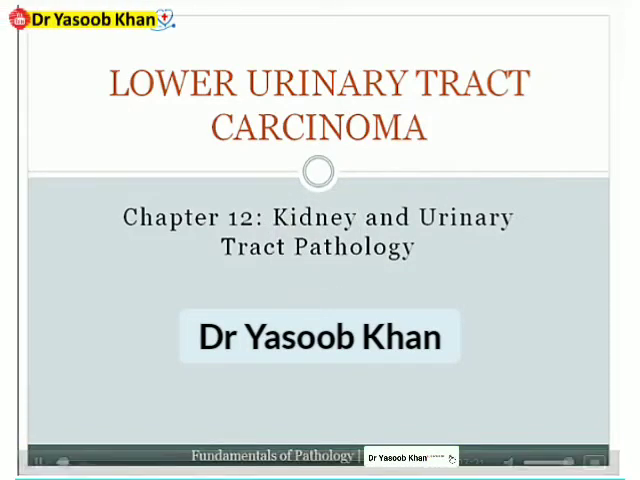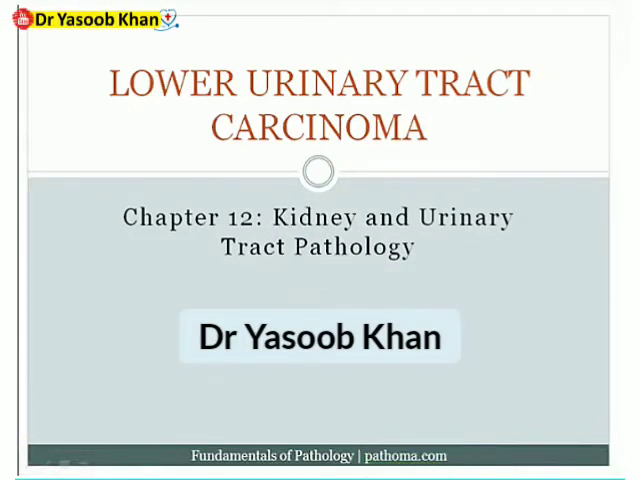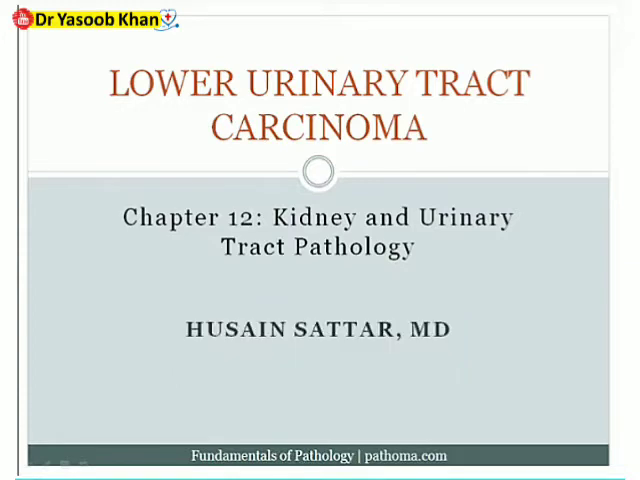All right, the last section of this chapter deals with lower urinary tract carcinoma. So the lower urinary tract includes the renal pelvis, the ureter, the bladder, and the urethra. And there are three types of cancers that classically arise from this location. The first is urothelial carcinoma, the second is squamous cell carcinoma, and the third is adenocarcinoma.